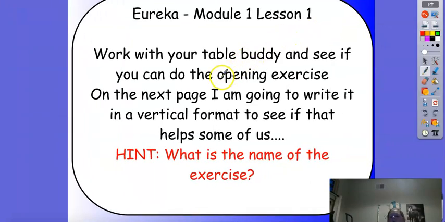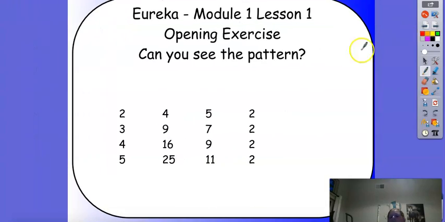Okay, so I want you to look, this is the very first lesson we do in Eureka. And on this one, I'm going to ask you to do the opening exercise. In other words, I'm going to go over to the next slide. In your classwork, you have these numbers, okay? And what I really want you to do is pause my video right now and see if you can see a pattern with these numbers. So everybody put it on pause and tell me if you can see the pattern, and can you fill out this last row here? Can you tell me what it is?